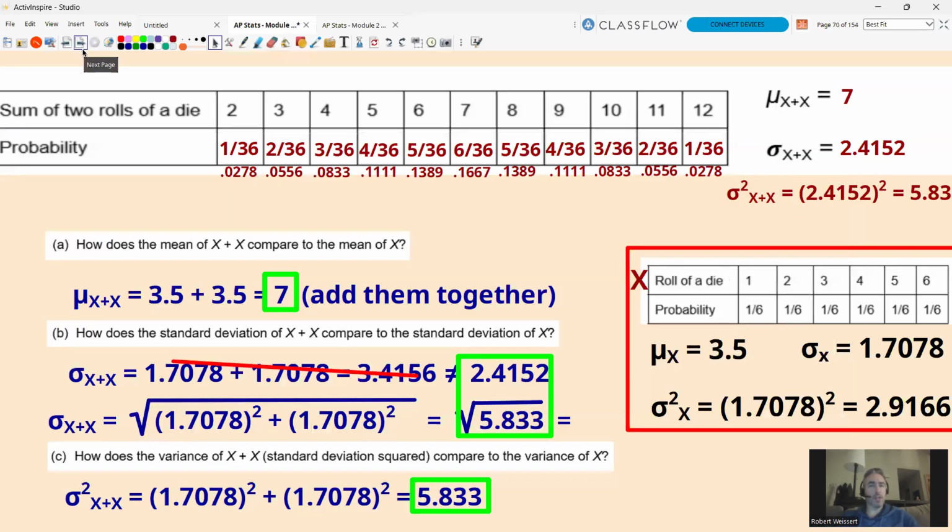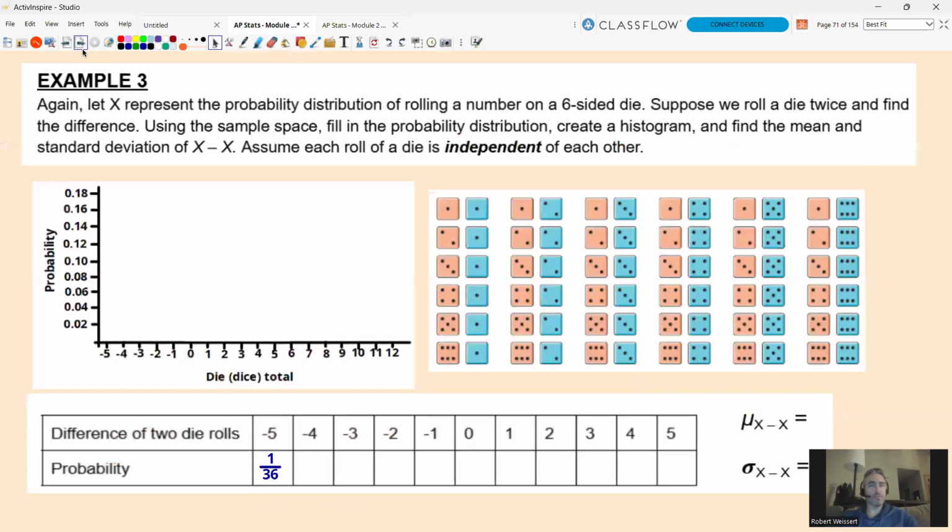So let's try it again for subtracting. Now instead of adding them together, I'm going to subtract my die roll. So my first roll minus my second roll. I want to get 1 minus 6 in this case to get -5. That's only one time, 1 out of 36. Then you can see another pattern forming along the other diagonal. 1 minus 5, 2 minus 6. And it's going to be a similar situation.